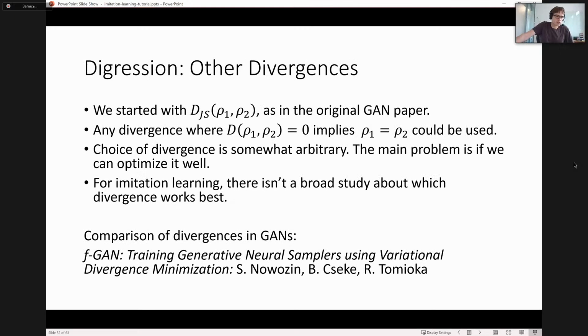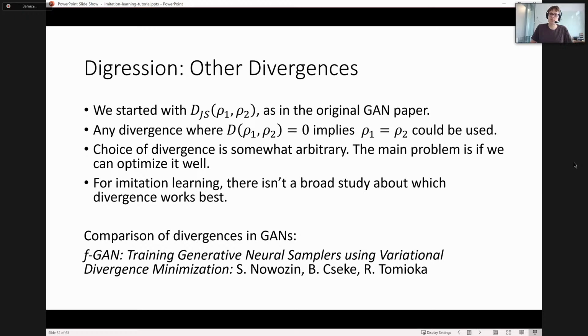When we were introducing GAIL, we had this conversation about the Jensen-Shannon divergence. And so we started with JS because it's what is used in the original GAN paper and in the original GAIL paper. And I will give a pointer to the original paper about adversarial imitation learning at the end of the talk. And actually, it turns out that the choice of Jensen-Shannon is incidental. We could use another divergence and it would still work. So in practice, any divergence which guarantees that if the divergence is 0, then the distributions are the same could be used.